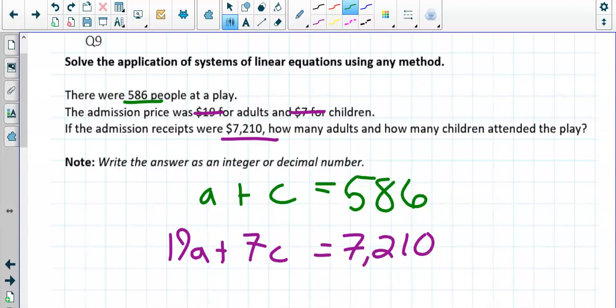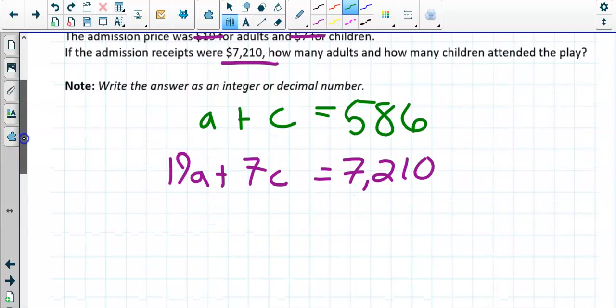And again, this kind of makes sense. Let's take a look at what these equations really represent. 586 is all about people, right? What was the A about? Adults, not tickets, just adults. What was the C about? Children. People, people, people. That top equation is all about people. Look down here. What was the 19 about? Money. What was the 7 about? Money. What was the 7,210 about? Money, money, money. People, people, people. They make sense. Your equations should make sense in the end after you look at them.